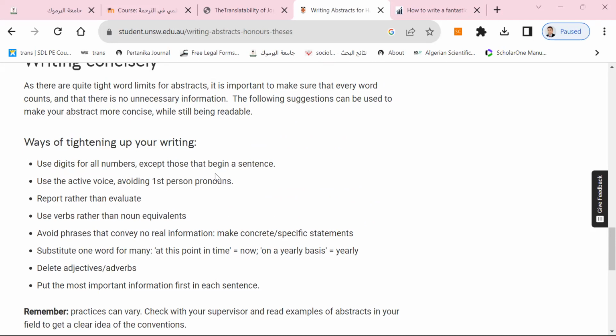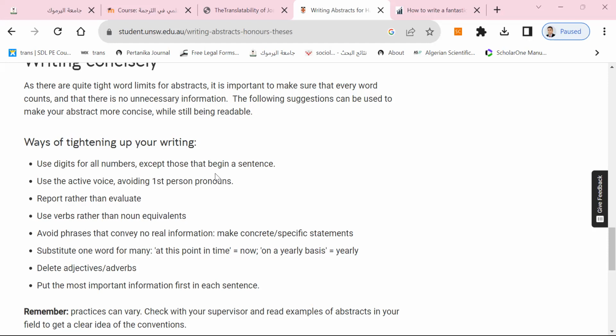Not a digit. Be careful. Use the active voice, avoiding the first person pronouns. Don't say that I have collected the data from blah, blah, blah. I have selected. Don't say that. You should use the active voice, okay? Rather than using the first person pronouns.